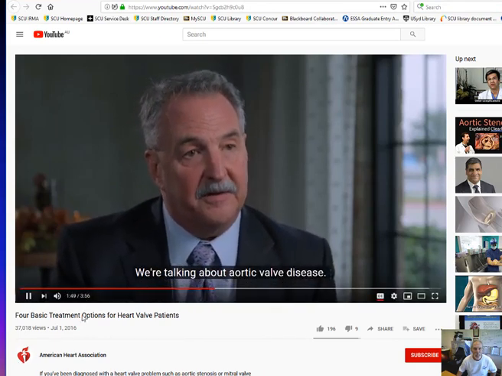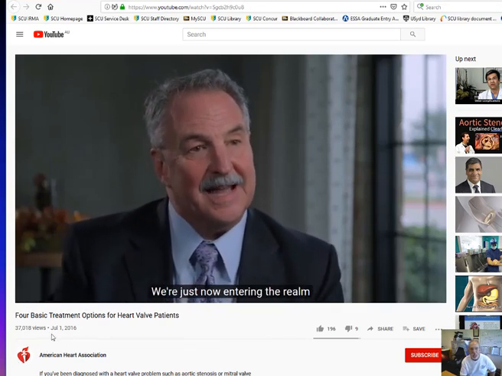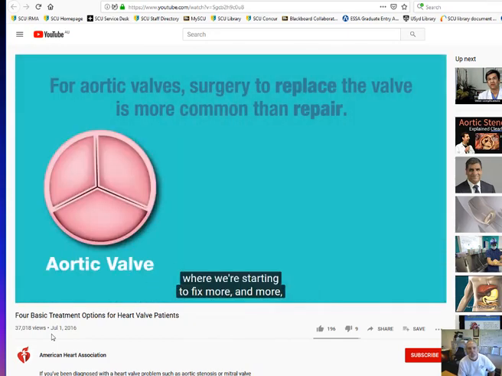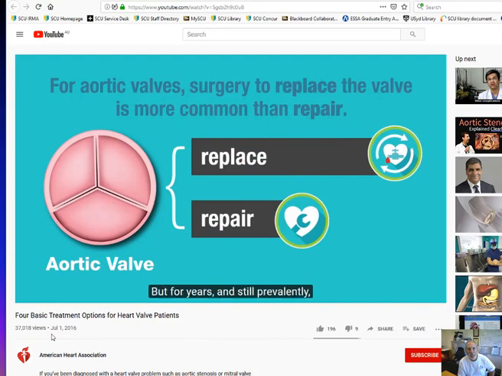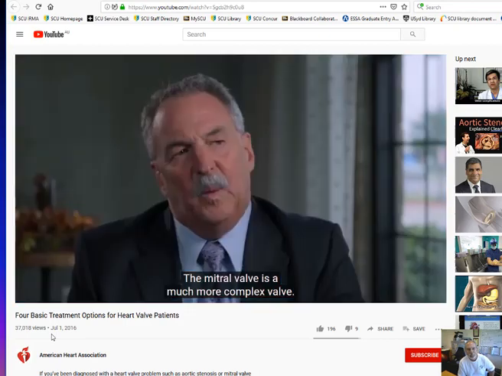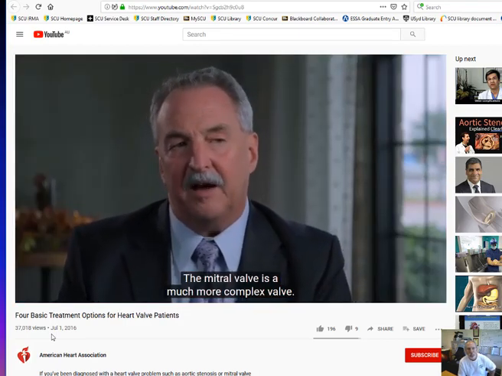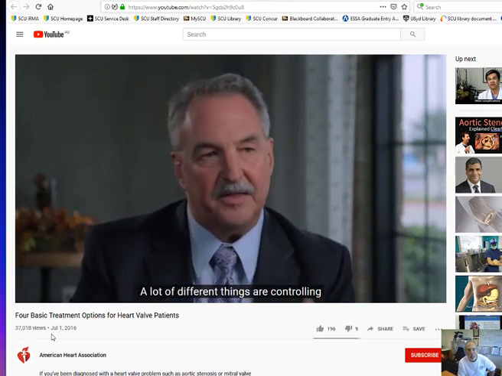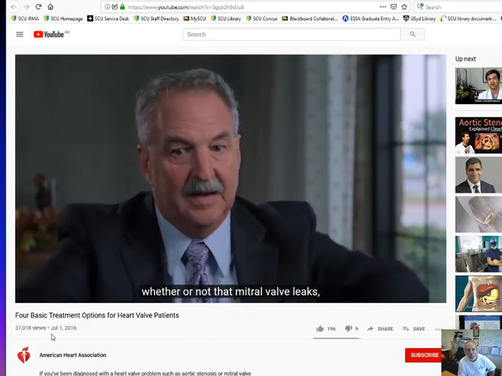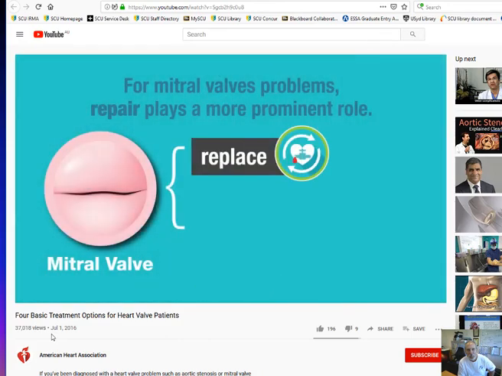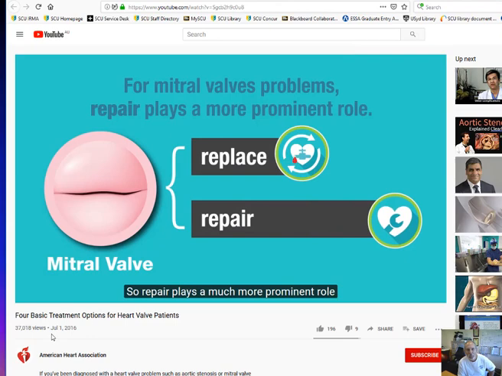If we're talking about aortic valve disease, we are just now entering the realm where we're starting to fix more and more aortic valves. But for years, and still prevalently, the treatment is replacement of the aortic valve. The mitral valve is a much more complex valve. A lot of different things are controlling whether or not that mitral valve leaks or is blocked. So repair plays a much more prominent role in the mitral valve.